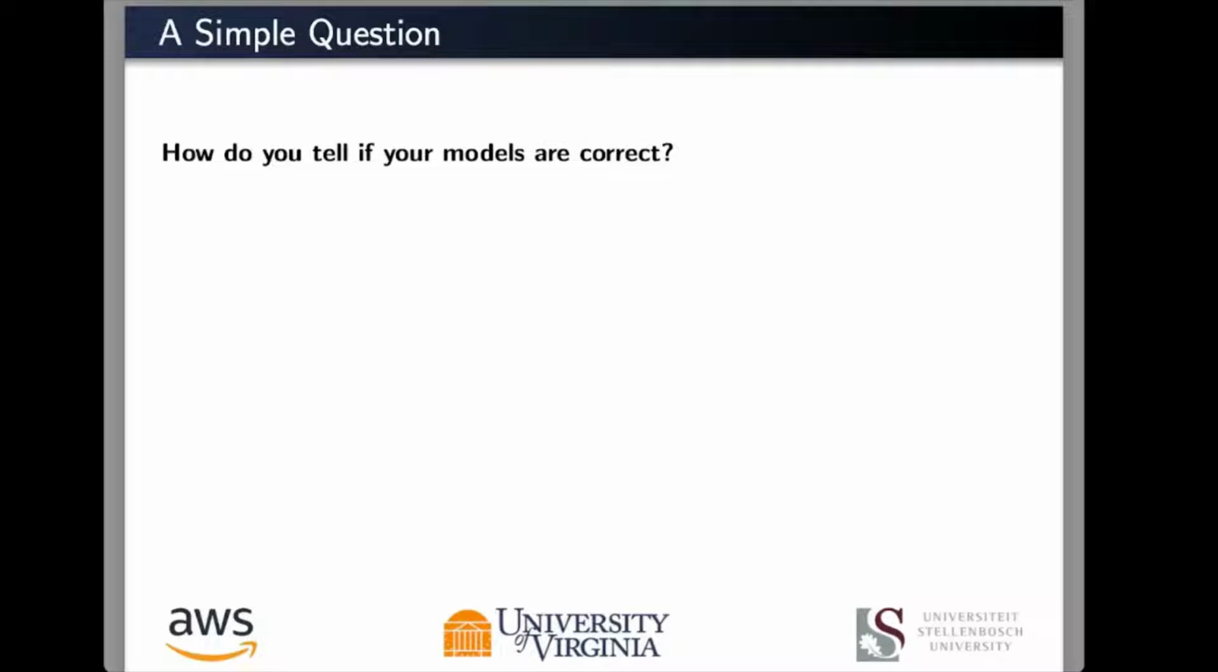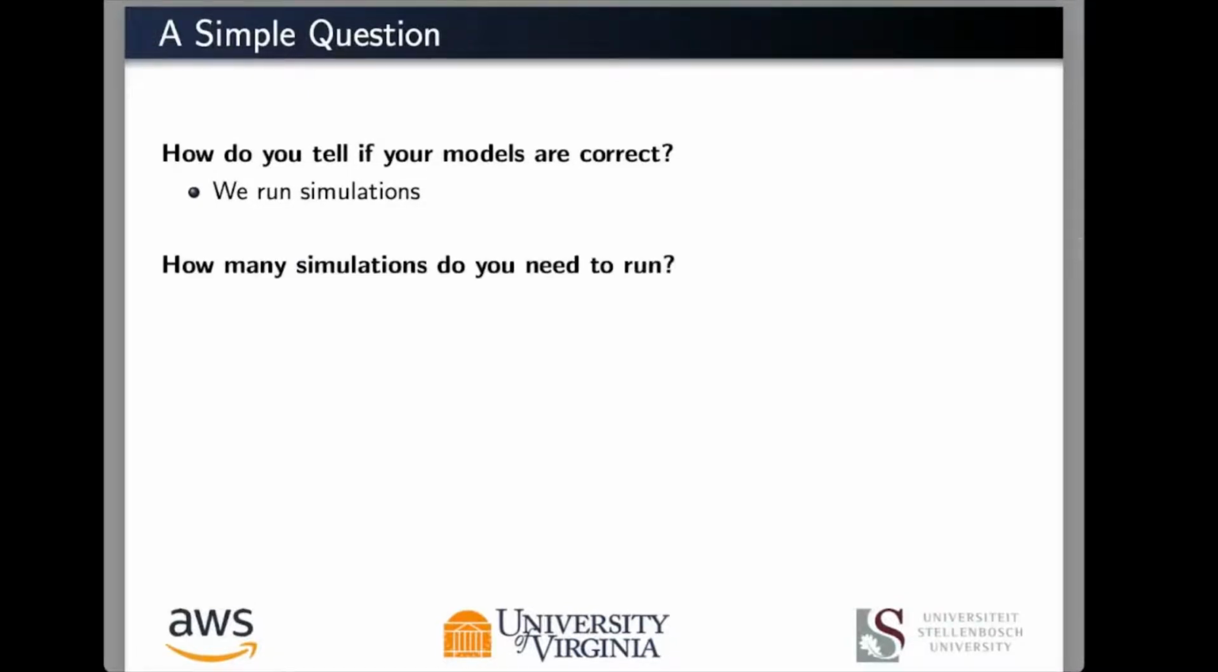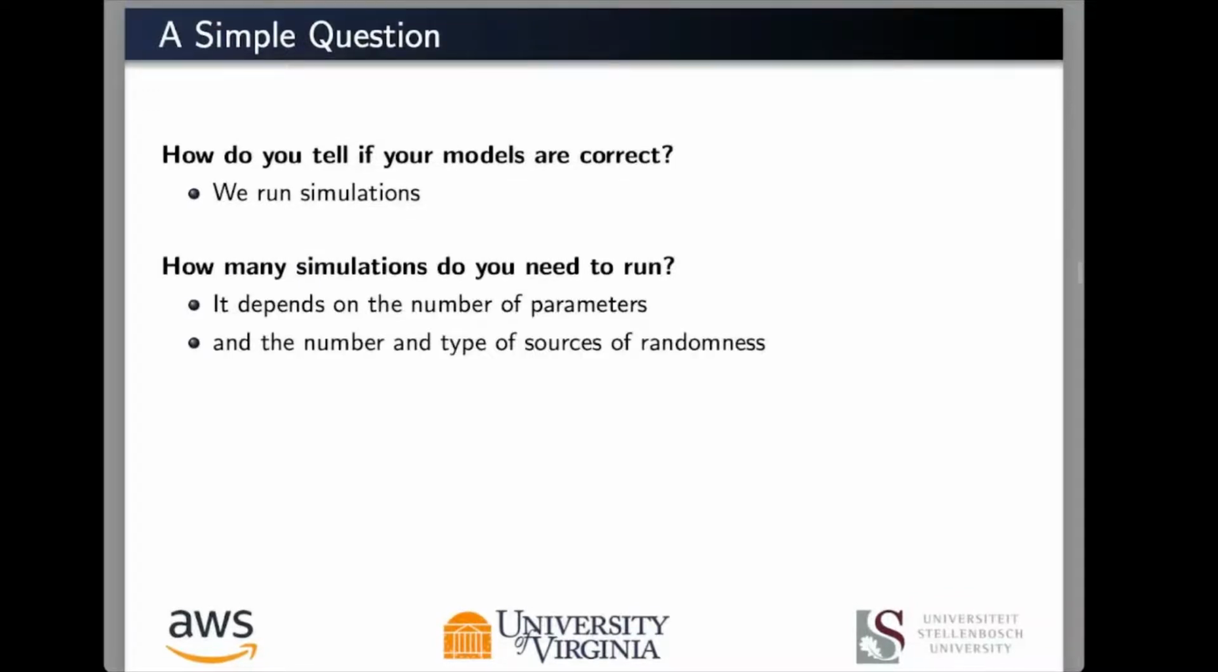So after a few months working with these ecologists, I asked a couple of simple questions. How do you tell if your models are correct? And their answer was, we run simulations. And so then I asked, how many simulations do you need to run? And the answer was, well, that depends. It depends on the number of parameters of the model. It depends on the number and the type of the sources of randomness and other factors.